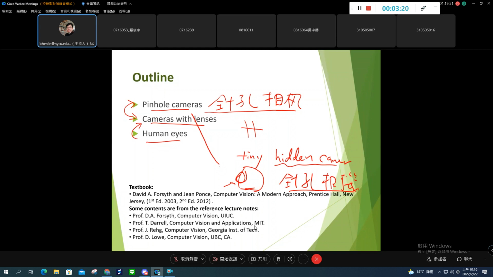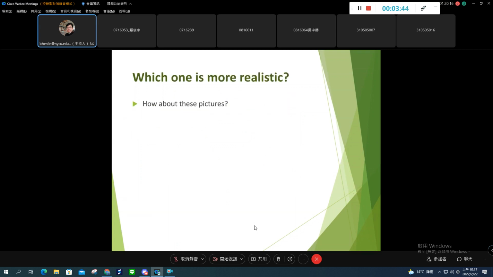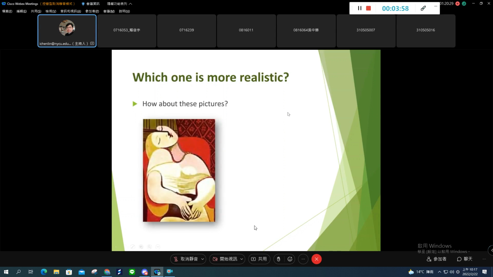In this course we will use some slides, for instance, from our textbook by Forsyth and Ponce, and also some related contents from lecture slides from other schools. We appreciate their slides, and we mix and include some new contents. So before we talk about the cameras, perhaps the first thing is how ancient people thought about 3D things. Let's take a look at two pictures.